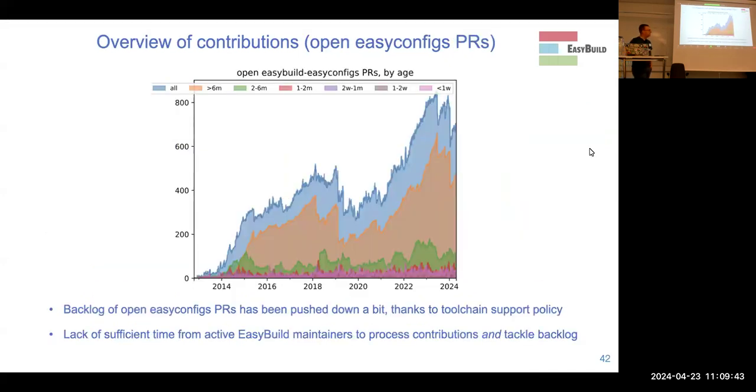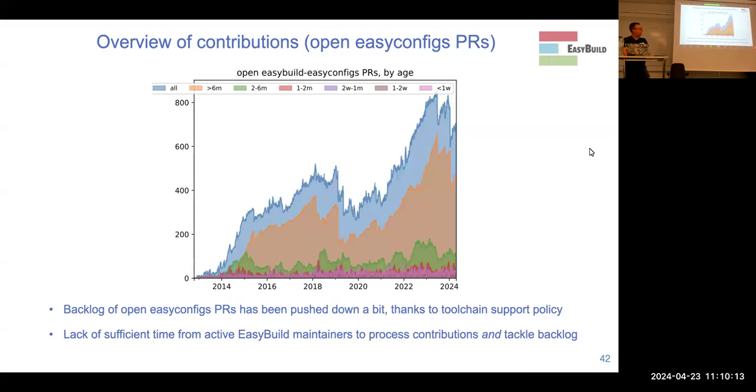Yeah. So this is a historical overview of how many easy config pull requests we have open. At some point, we were hitting over 800 open PRs, which was way too high. That's when we sounded the alarm bell to some extent. And that's where we put in some dedicated effort to clean it up a bit. That's also the main reason we have introduced a toolchain support policy, which is something that Simon is going to talk about this afternoon a bit.